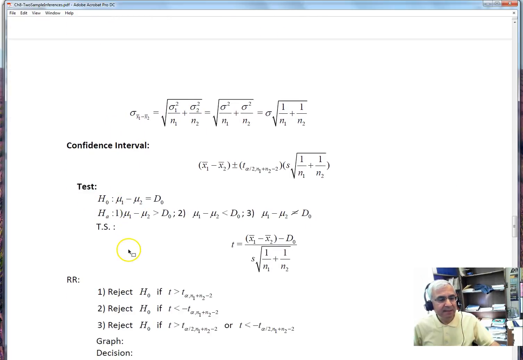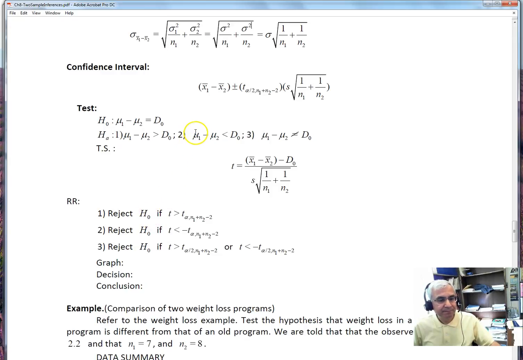And you can see immediately from this that for x bar 1 minus x bar 2, I can get my confidence interval: plus or minus the point estimator, plus or minus, instead of z, the t value, t alpha over 2, where the degrees of freedom tell me which one, times my standard error, S times the square root of 1 over n1 plus 1 over n2. So that's the formula for the confidence interval.